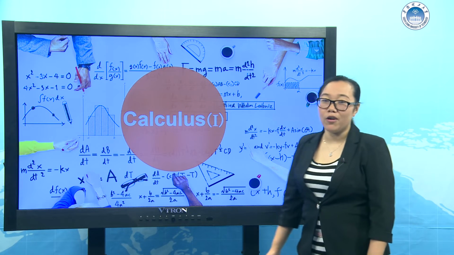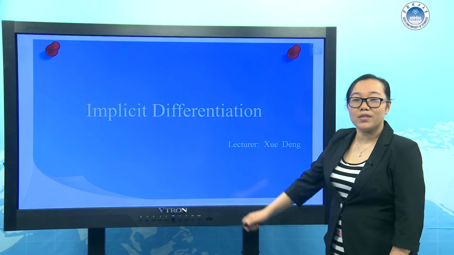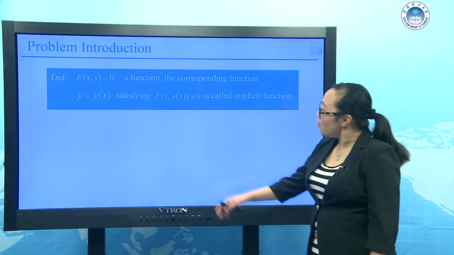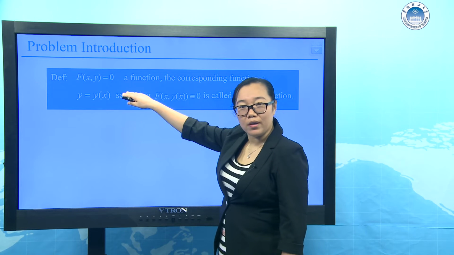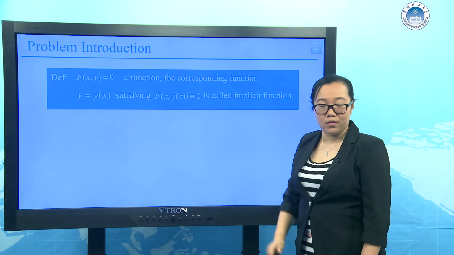Today we study Calculus 1. The topic is Implicit Differentiation. Look at the definition: F(x, y) equals 0 is a function. The corresponding function y equals y(x) satisfying F(x, y(x)) always equals 0. The corresponding y is called the implicit function.